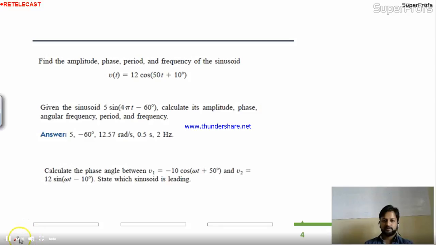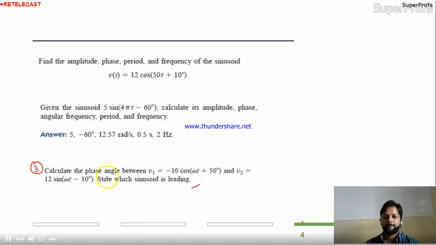Come to this question. They're asking: calculate the phase angle between V1, whose value is given over here, and V2, and state which sinusoid is leading.